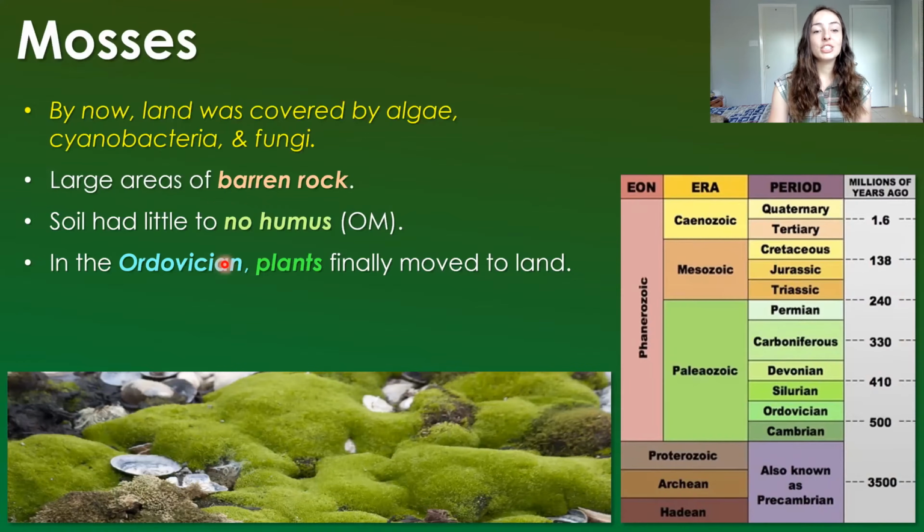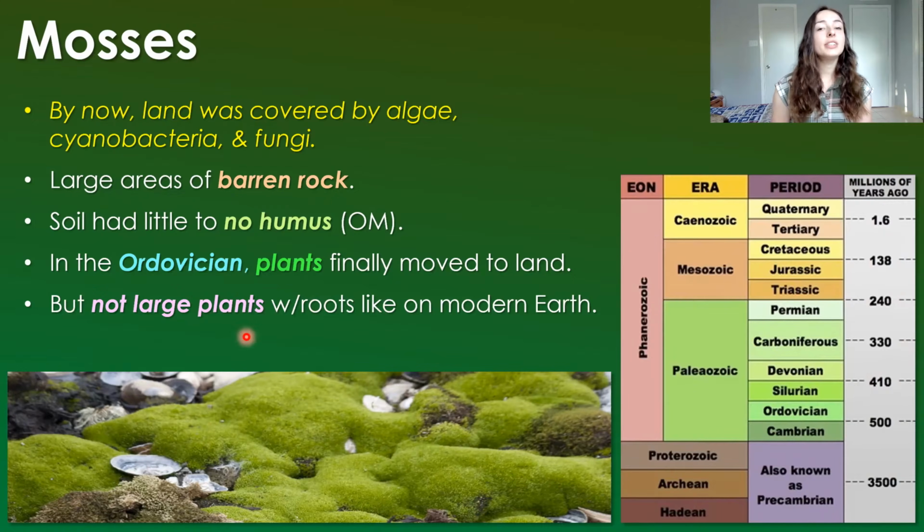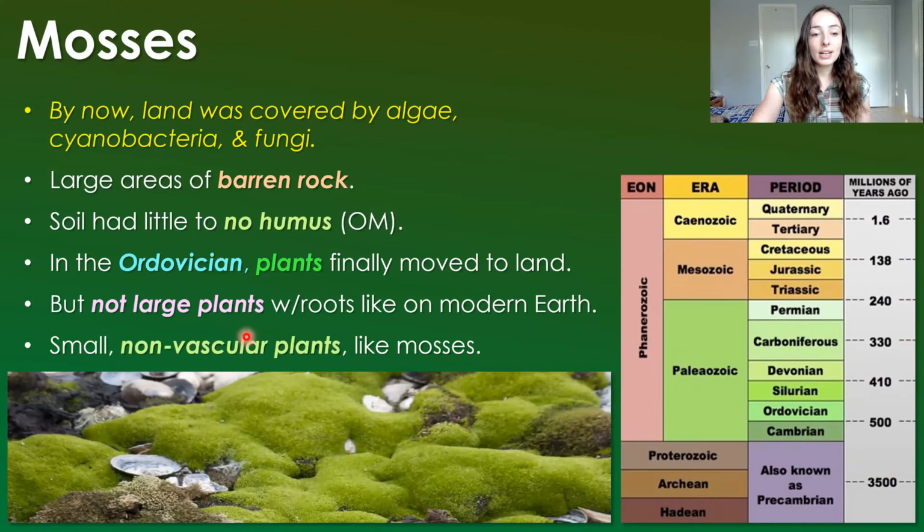But in the Ordovician, plants finally moved to land. And if you remember, the Ordovician's over here from around 500 to, I think, 440 million years ago. However, there weren't any large plants with roots yet. So soil still remained pretty rocky until roots could evolve and really get in there. But by now, in the Ordovician, non-vascular plants like mosses had joined the land party.